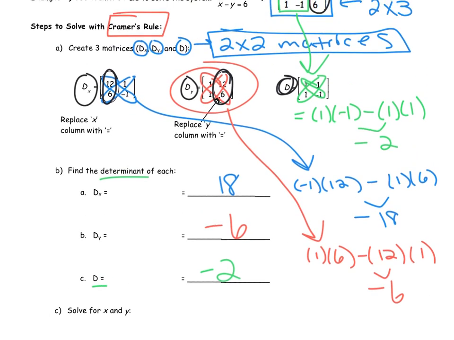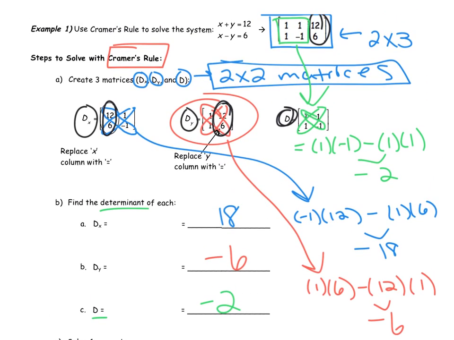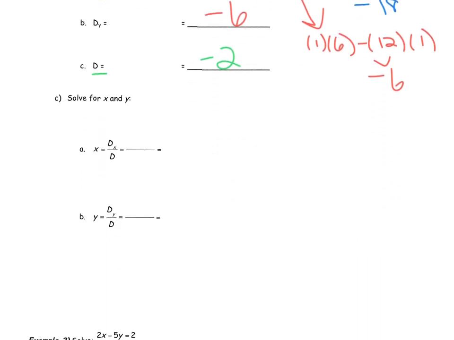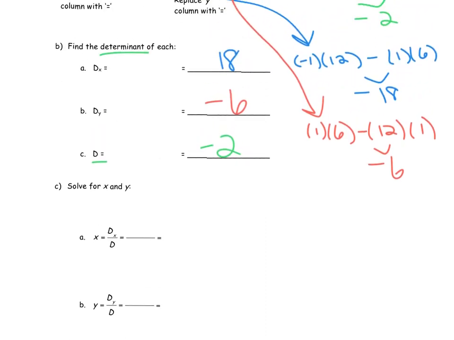Now, you're probably wondering, well, what the heck was the point of any of this? So we want to use the determinants from dx, dy, and d to actually solve for x and y. In order for us to solve for x and y, this is actually a formula that you guys need to know. And it's not that complicated. The variable x is going to come from dividing the determinant of x by the regular determinant of the 2 by 2 matrix. So we found dx to be, actually negative 18, sorry. Okay, we found dx to be negative 18, and we found d to be negative 2. So negative 18 divided by negative 2 is 9, so x equals 9.